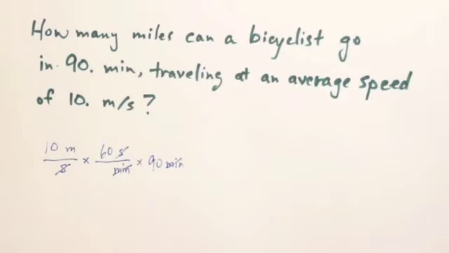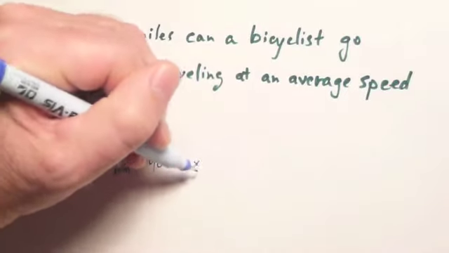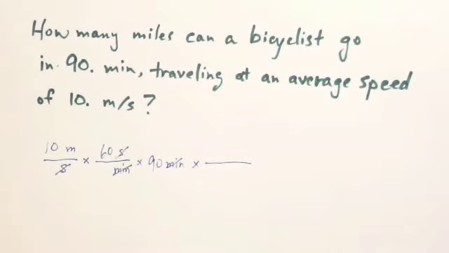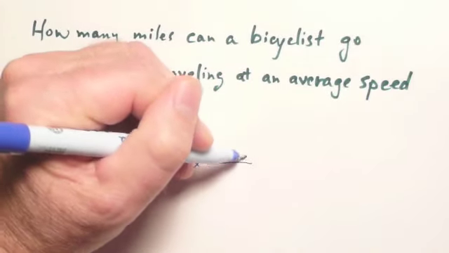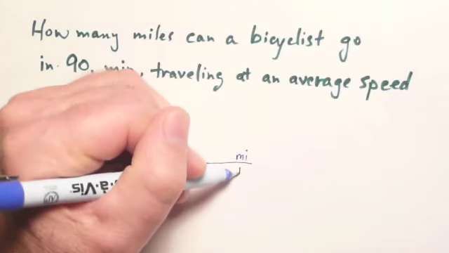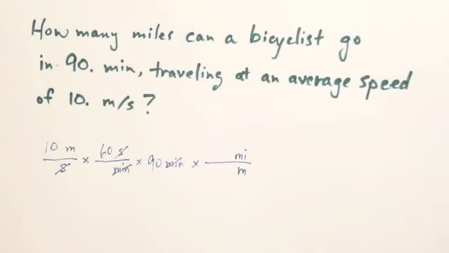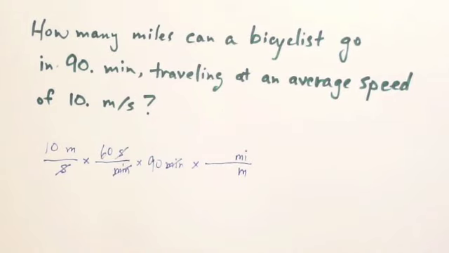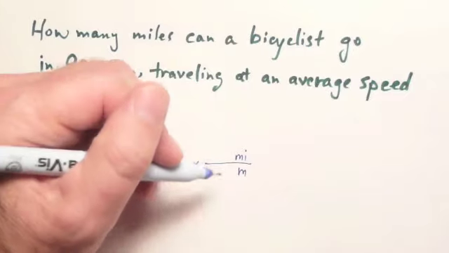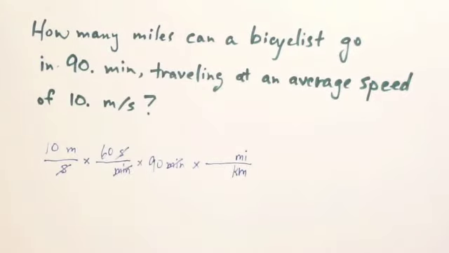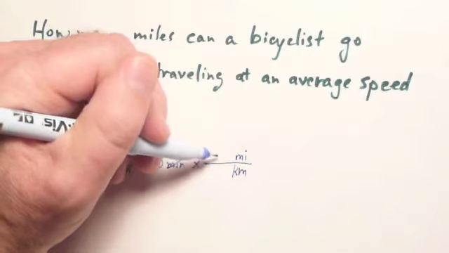We need the distance in miles, so all we have to do now is convert meters to miles. We need another conversion factor that has miles in the numerator and meters in the denominator. We look that up in the back of the textbook, and we find that that conversion factor is not there. It doesn't tell us how many meters in a mile. It does, though, tell us how many kilometers in a mile.